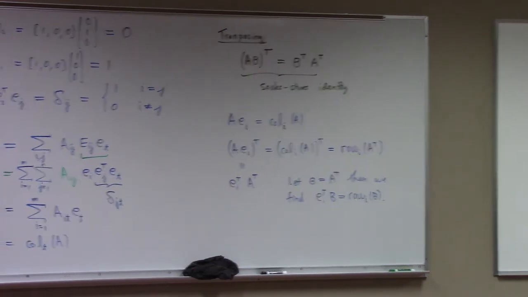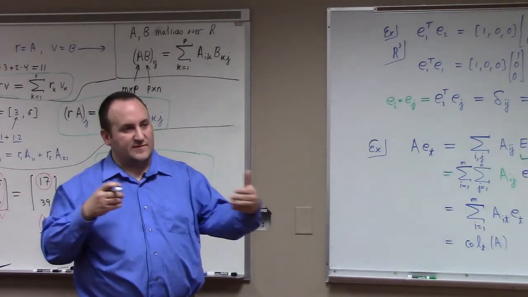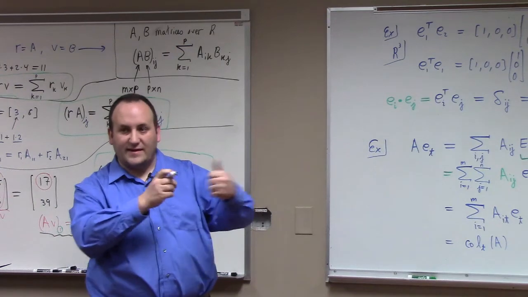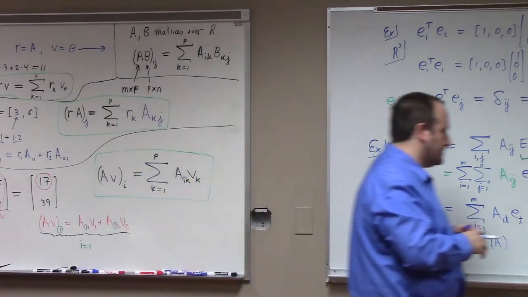This is often the case. If you can prove some identity for column vectors, if you take the transpose of the identity, you'll obtain a corresponding identity for row vectors. Pretty neat.